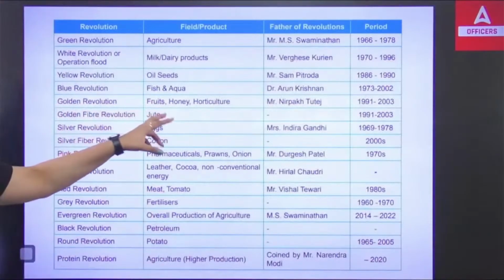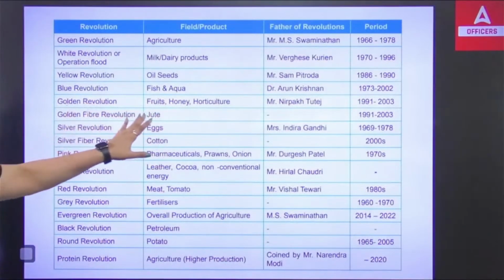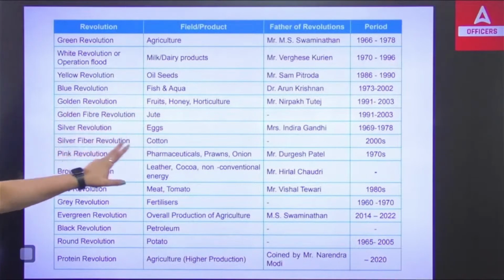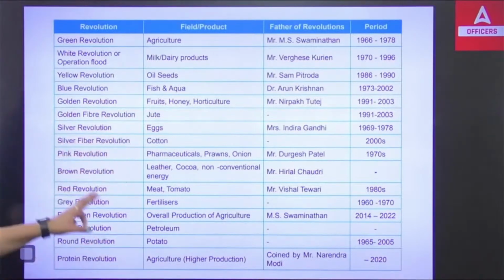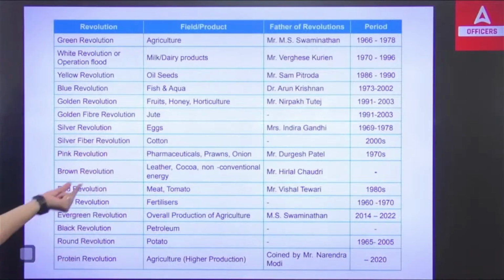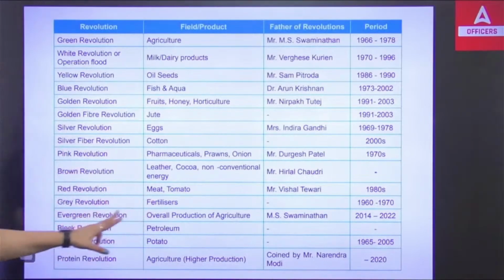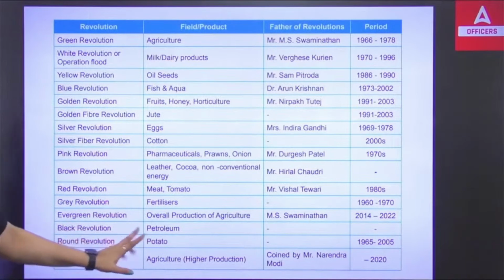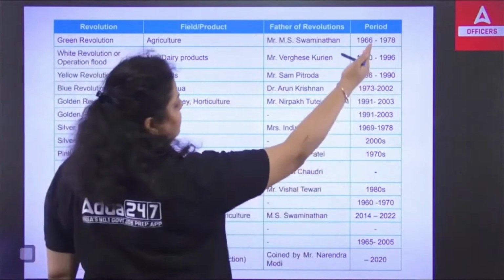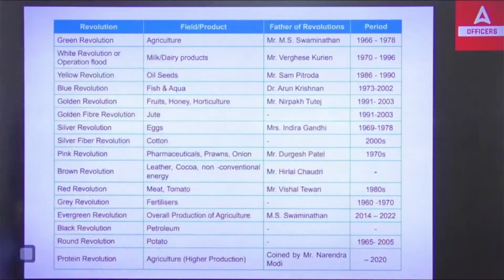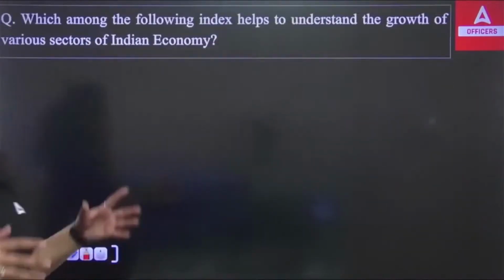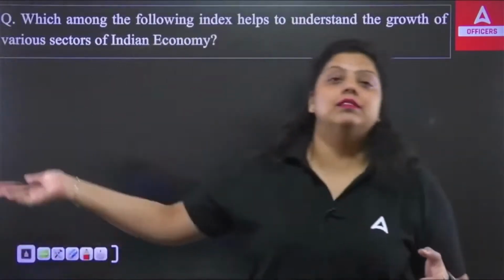Like golden is fruits, honey for horticulture, golden fiber is jute, silver revolution is egg, silver fiber is cotton, pink revolution is pharmaceutical, brown revolution is leather, cocoa, red revolution is meat, tomato, grey revolution is fertilizers, evergreen revolution covers overall agriculture production, black revolution is petroleum, brown revolution is potato, and the protein revolution is agriculture, and it has the fathers of revolutions' names and the period in which they were introduced. So this is very important, all the revolutions, this is what you have to mug up. This is a part where you have to remember which color is related to which revolution.